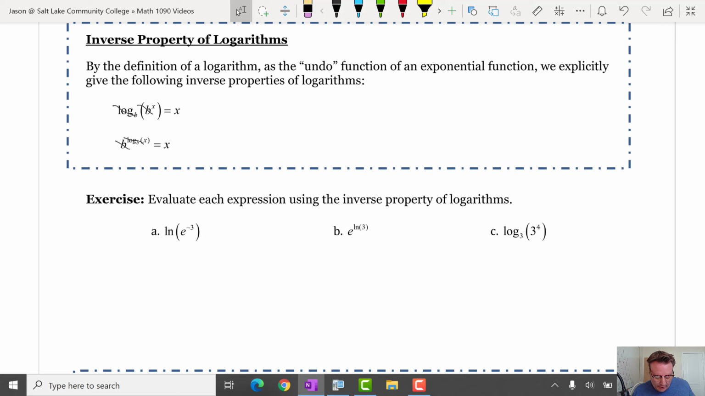Okay, so let's use this property now to evaluate these three expressions. In exercise A here, we have a natural logarithm and we have exponentiation base e. These are the same base, log base e and base e. So they undo each other, so this will just be the exponent, negative 3. So this is an example of the first. I'll give these numbers here.